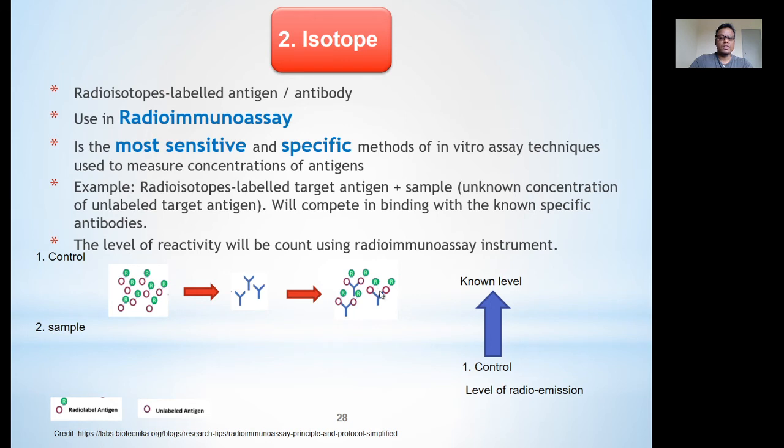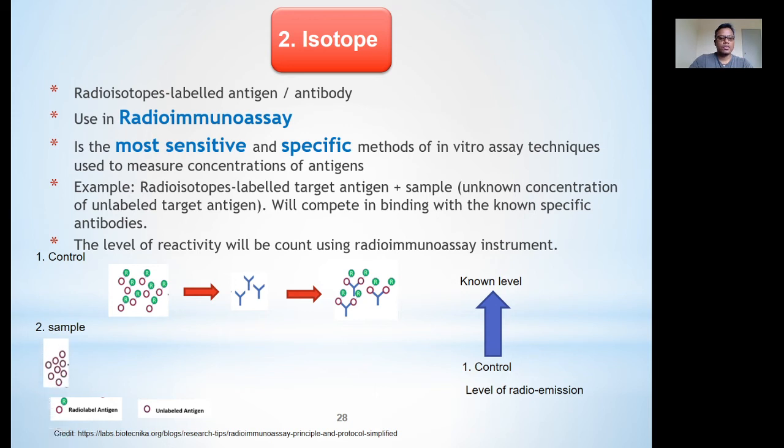So in the previous method, like in nanoparticles, we can observe the formation of light, but in this case they will transmit radio emission or radioactive signal coming from the radioisotope. So we will measure the concentration, and we will jot down the levels here. So control, this means 100% bound to the antibody, and how much radioactive level is being detected.